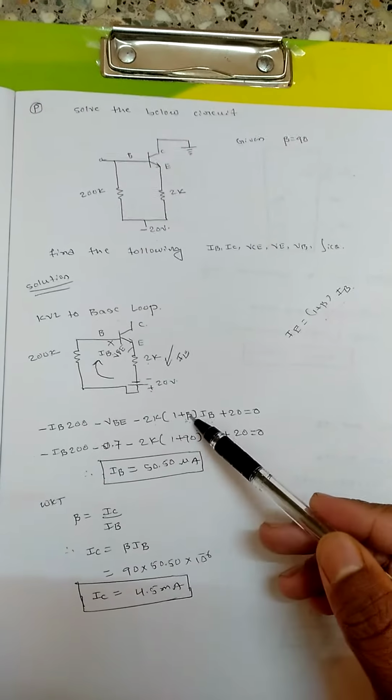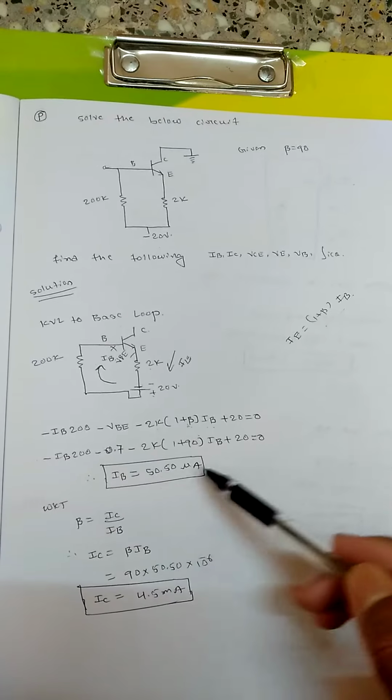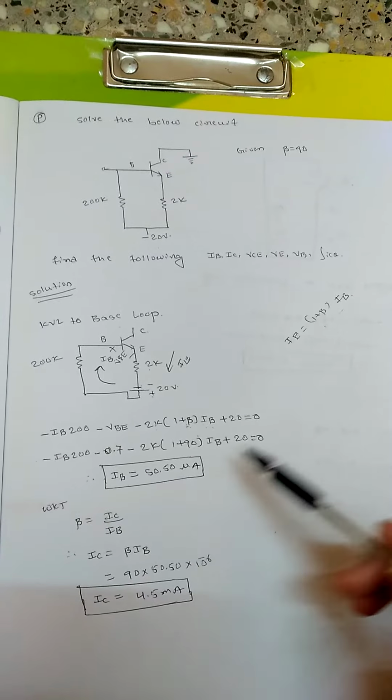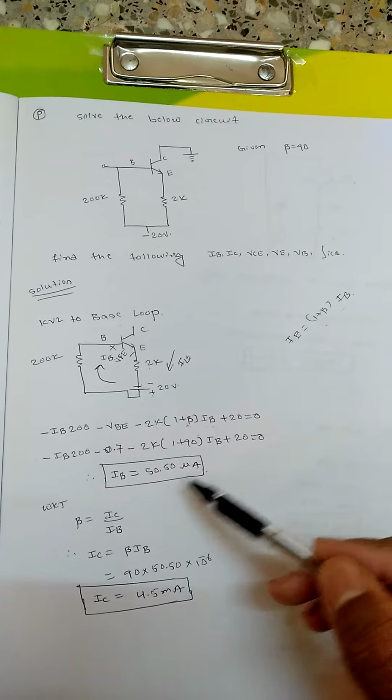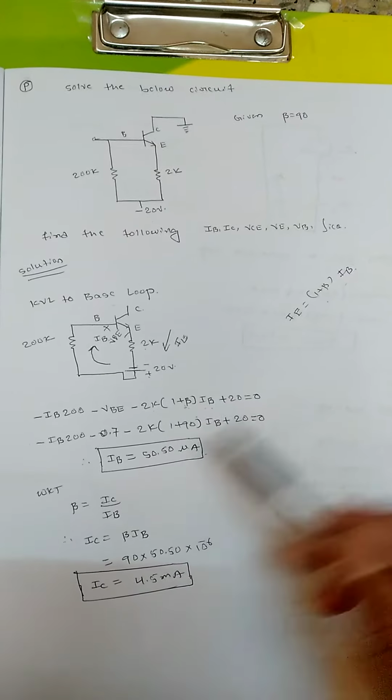Now substitute beta here, then solve for IB on the calculator. We will get IB equal to 50.50 microampere. So now we have got the base current.